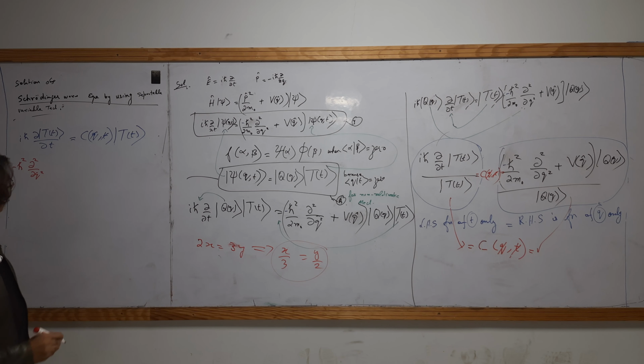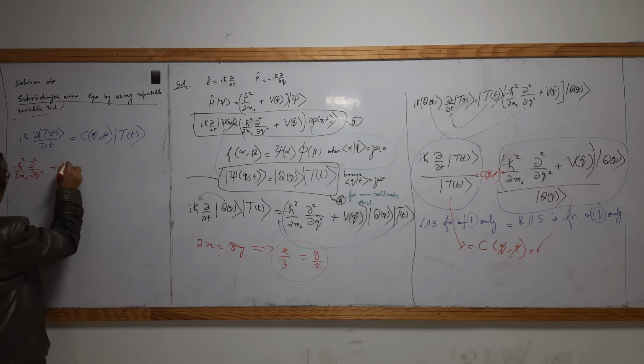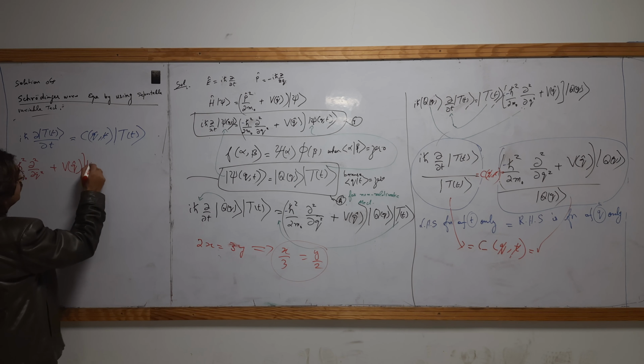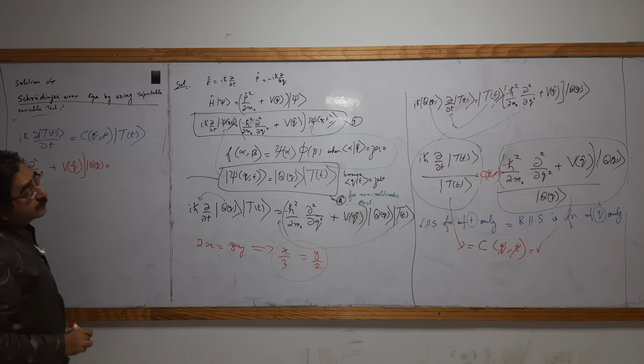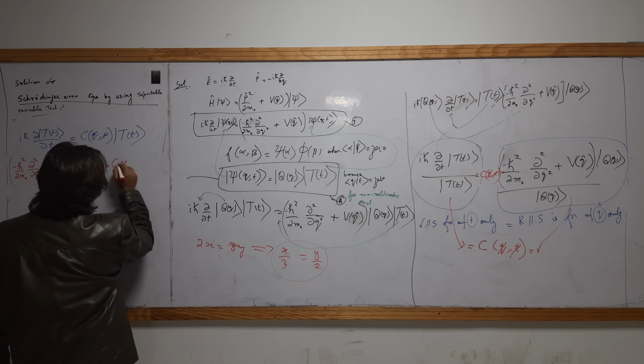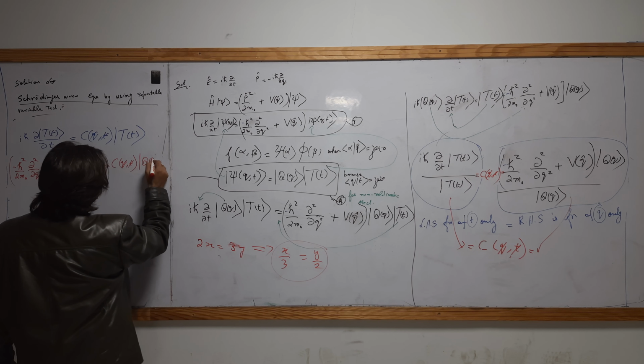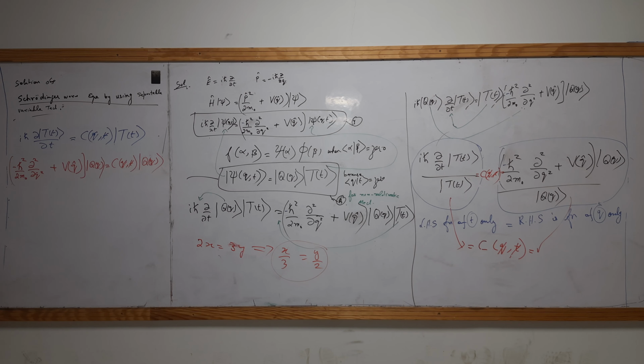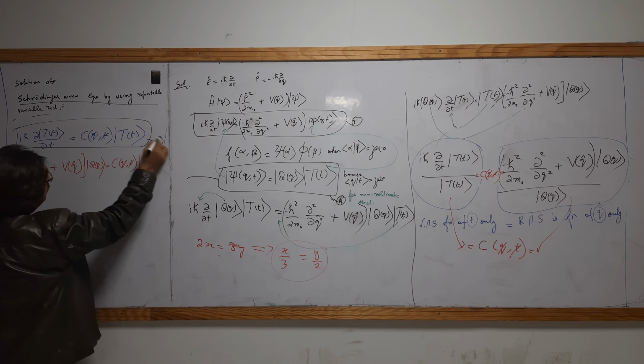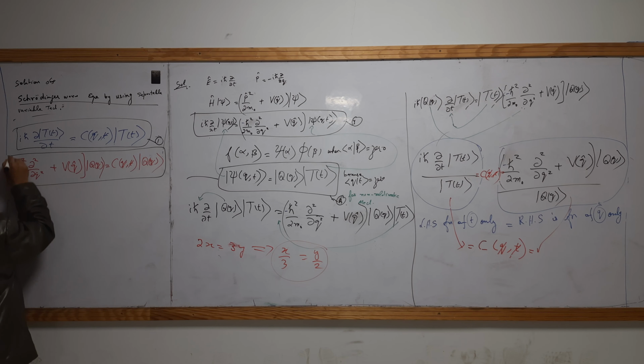Q square, 2m naught, plus V Q naught, C. So you will get two equations. This is one, and this is two.